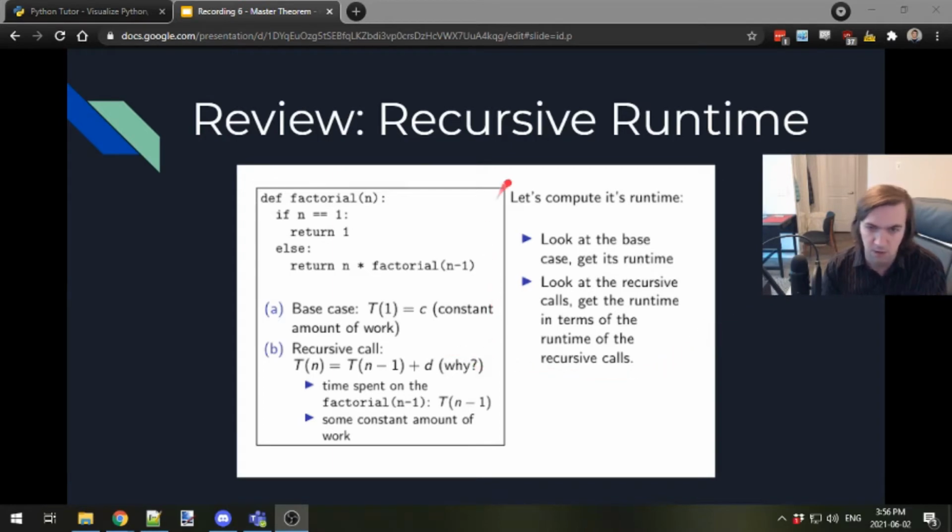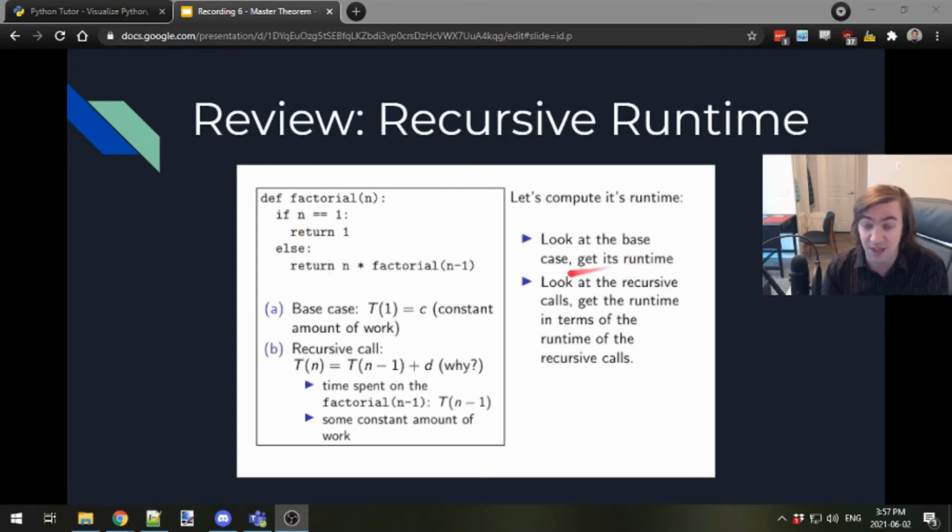Okay. Again, a little bit of review looking at recursive runtime. So here's our function, it computes a factorial. 5 factorial is 5 times 4 times 3 times 2 times 1. So if n is 1, well, 1 factorial is 1. And if it's anything else, then it's just the number itself times the factorial of everything below. In other words, 5 factorial, for instance, is equal to 5 times 4 factorial, which should, I hope, make sense to you. What is the runtime of this?